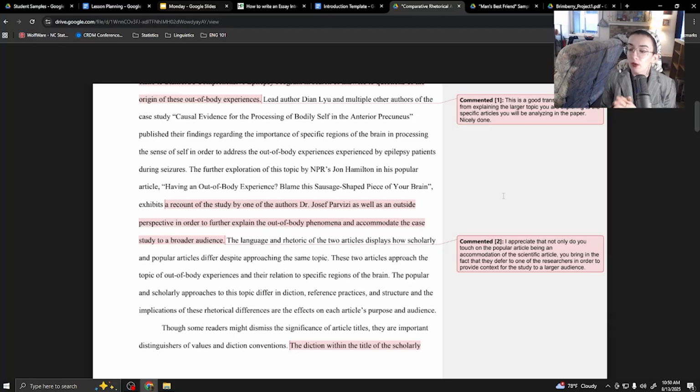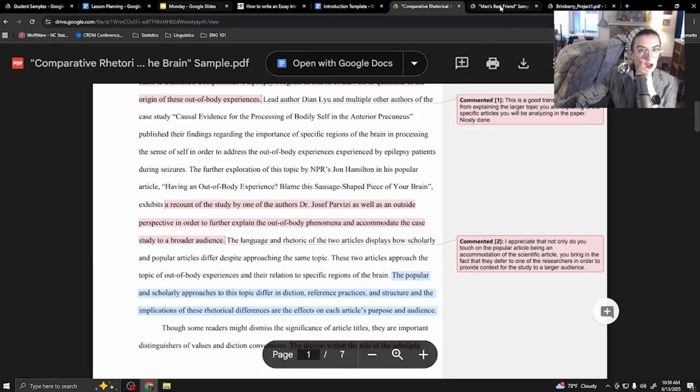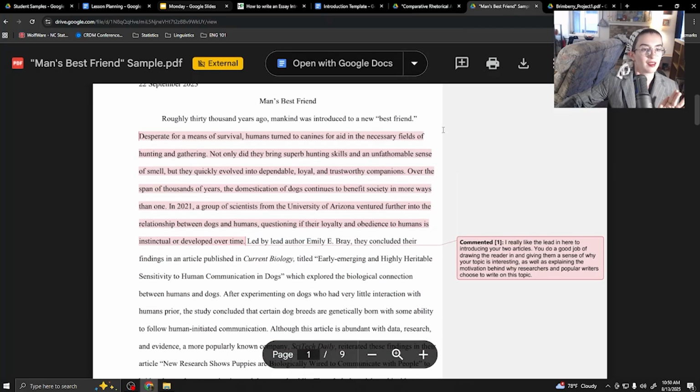How does it relate to rhetorical strategies? And it builds up to that last sentence, which has the thesis statement. We can look at one more example. This, I would say, is an interesting first sentence.